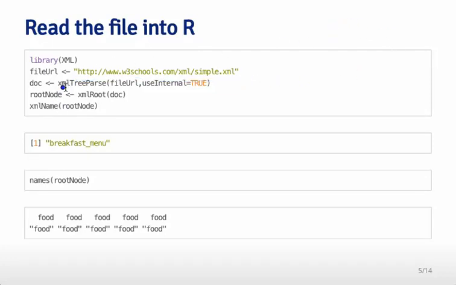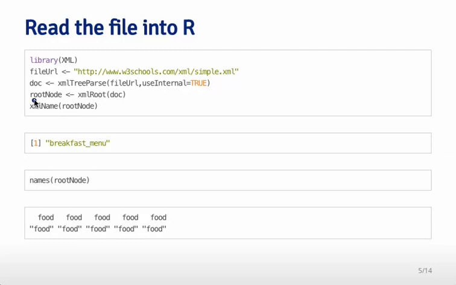And then you can use the function XML tree parse to parse out that XML file. What this does is it loads the document into R memory in a way that you can then parse it and get access to different parts of it. Within R, it's still a structured object, so we have to use different functions to access different parts of that object.